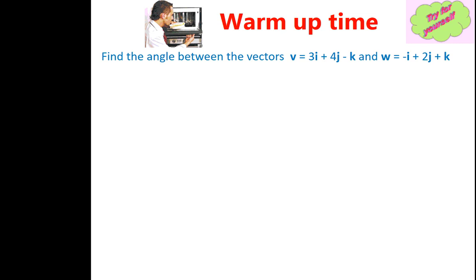We'll do two little quick warm-ups. So find the angle between the vectors v equals 3i plus 4j minus k and w equals negative i plus 2j plus k. So these are 3D vectors in ijk form as opposed to column vectors. Feel free to rewrite them as column vectors. And remember, in a previous lesson you learnt a formula for finding the angle.